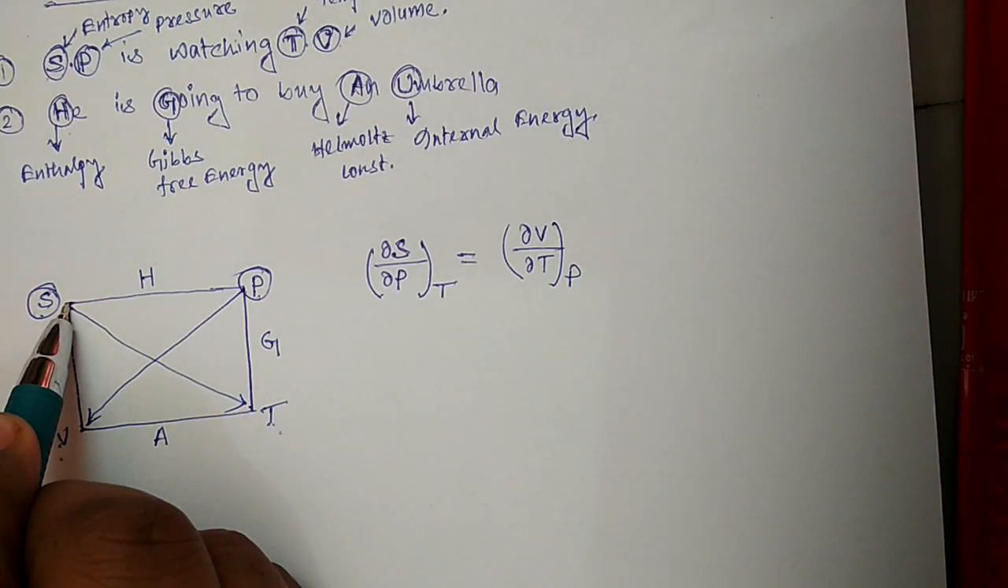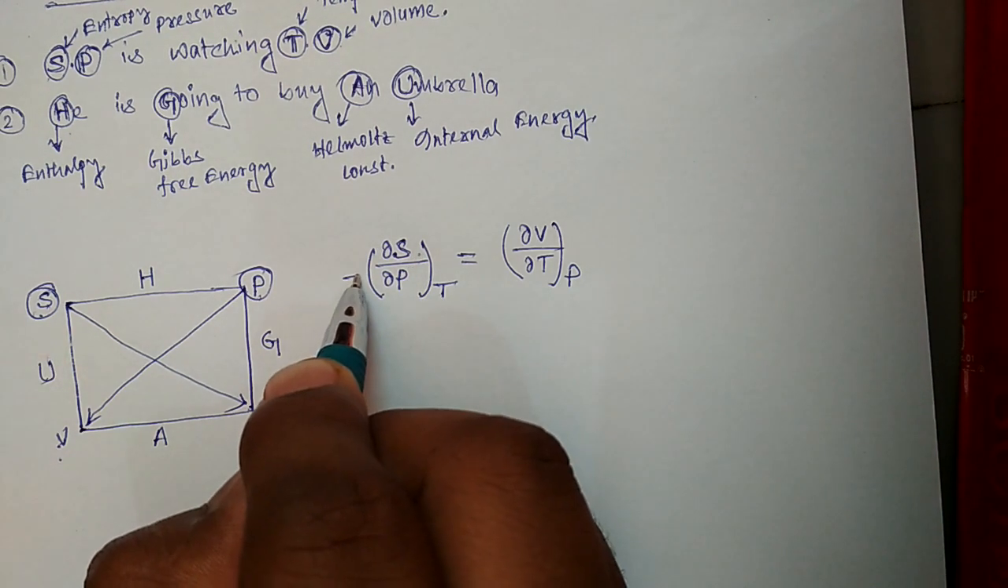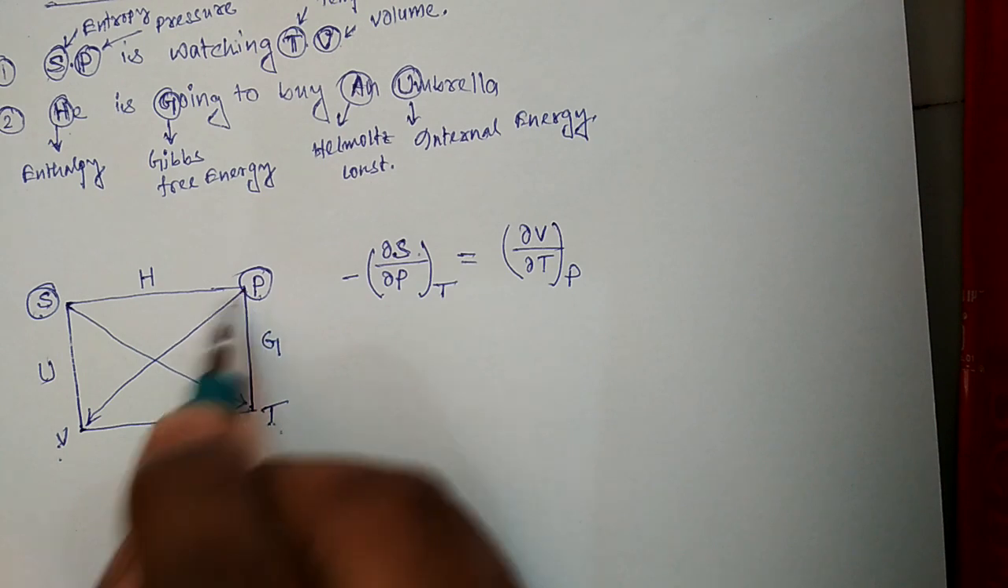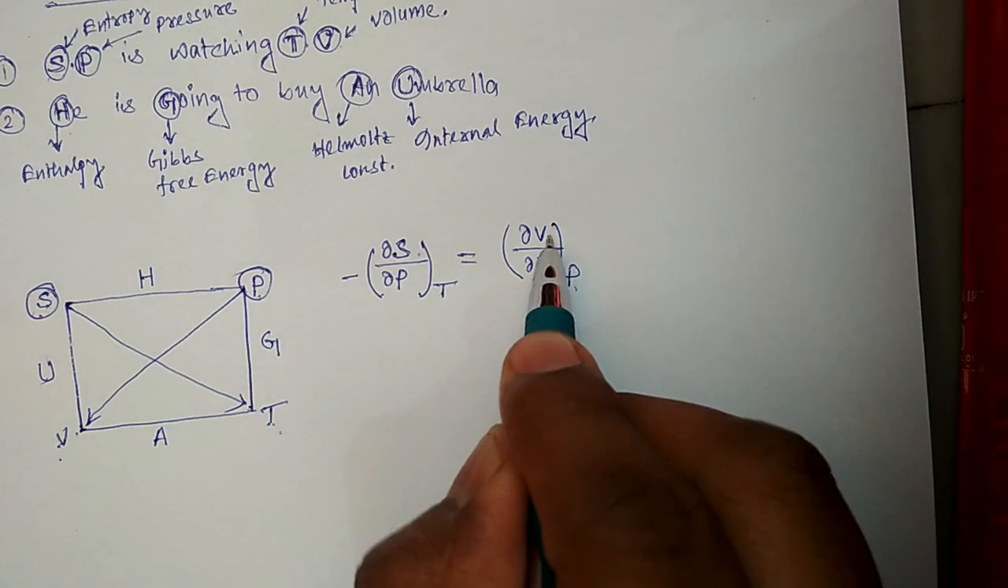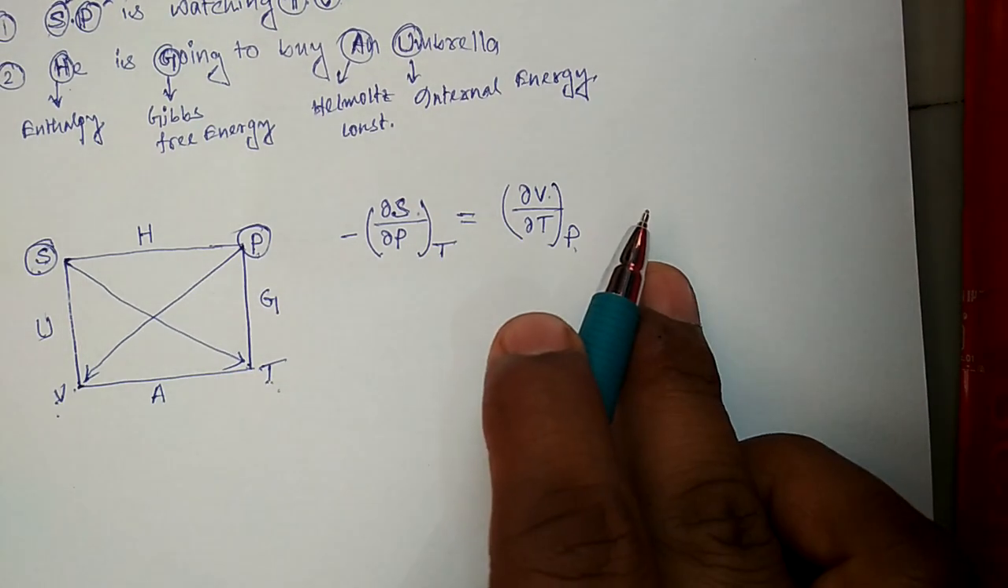Now we have to look at the arrows. Here the arrow goes from S to T, but we need T to S, so there is one negative sign. And again, here the arrow goes from P to V, and we need P to V, so there is a positive sign. So this is the first Maxwell relation.